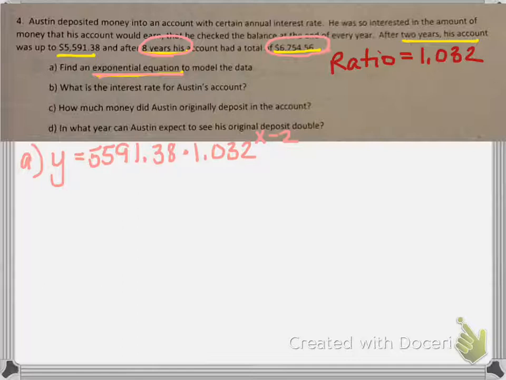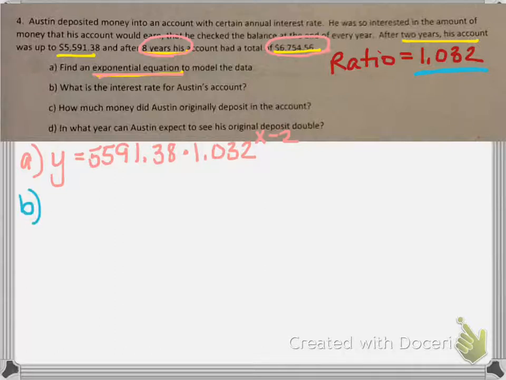B, what is the interest rate for Austin's account? Well, the interest rate we have to find, just like when we find a decay rate, we have to figure out how far away it is from 1. Decay rate is below 1 for the ratio, and for a ratio of something increasing, it's above 1. But how much above 1 in this case?